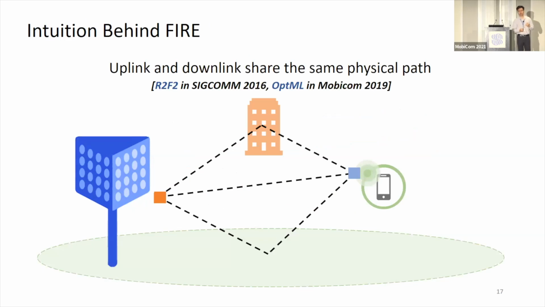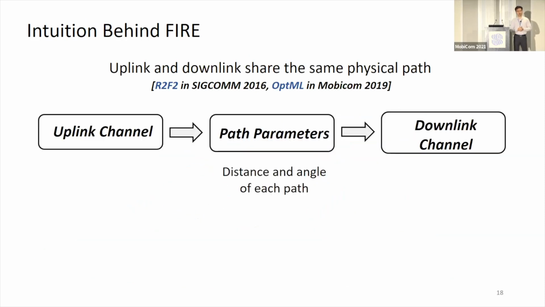Previous works have shown that although uplink and downlink channels happen in different frequencies, they actually share the same physical multipath as they travel in the air. So the downlink channel can be treated as a function of the uplink. Thus, previous works propose optimization algorithms to first derive these path parameters such as distance and angles, and then they plug in the new frequency in order to estimate the downlink channel.